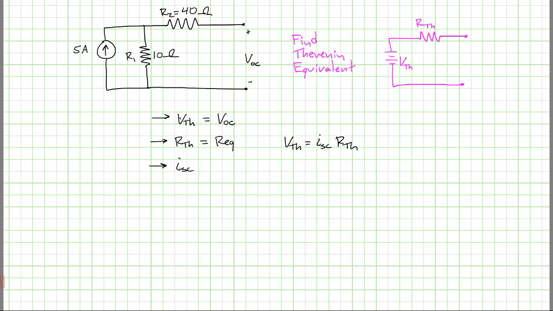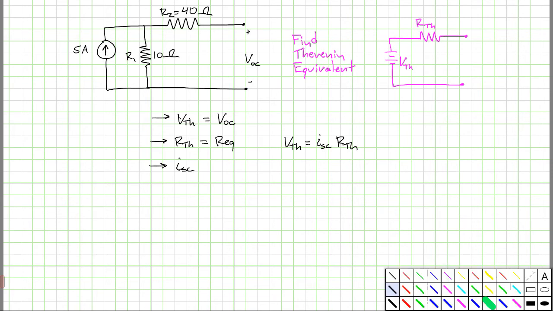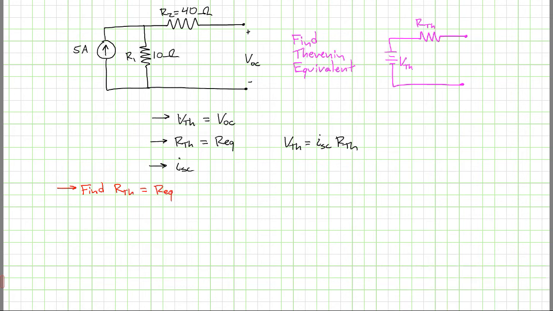And to do that, you just zero out the sources. Current sources basically become open circuit, so this just completely goes away. If I had a voltage source, it would just become a short circuit, which would be a wire. So let's do that one first. Let's find RTH, which is equal to the equivalent resistance. And again, remember, what I mean by equivalent resistance is equivalent as perceived by the 2 open circuit terminals. So basically I have to simplify this whole thing into an equivalent resistor.